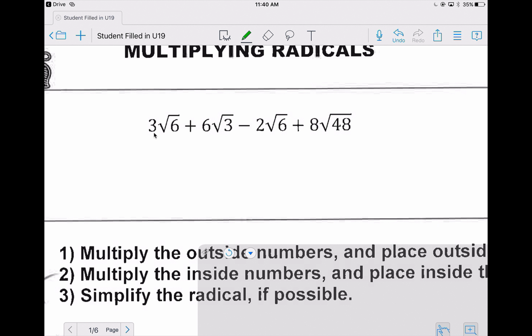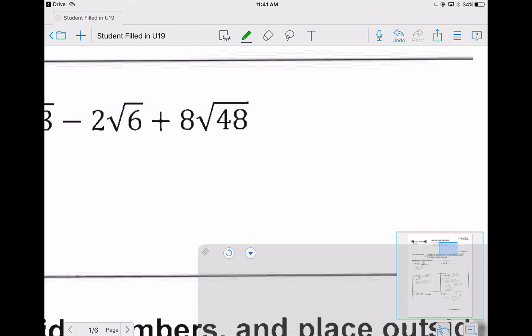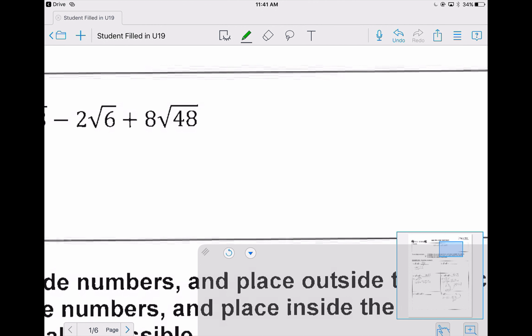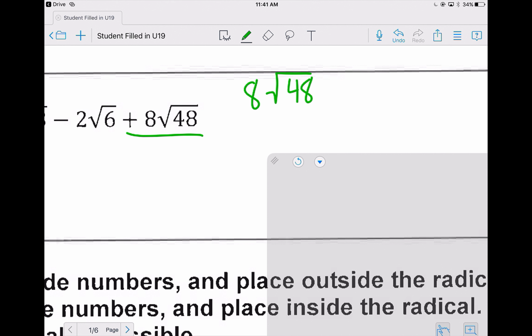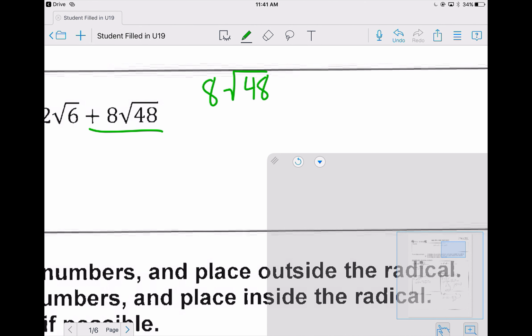When I look at the first radical, the square root of 6 cannot be simplified. The square root of 3 cannot be simplified. As previously stated, the square root of 6 cannot be simplified, but the square root of 48 can. So I need to simplify this first before I add, because if I don't, then I'll be adding things that I don't need to add or have to come back and add later.